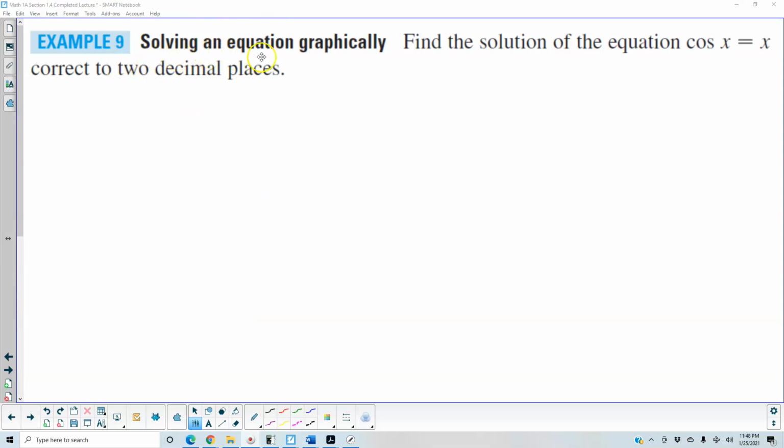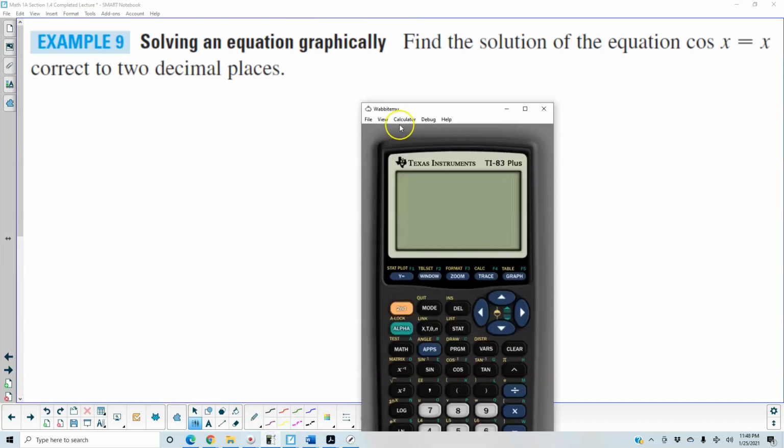Example 9, solving an equation graphically. We want to find the solution of the equation cosine of x is equal to x, correct to 2 decimal places. So we're first going to use the TI graphing calculator, and then we'll use Desmos.